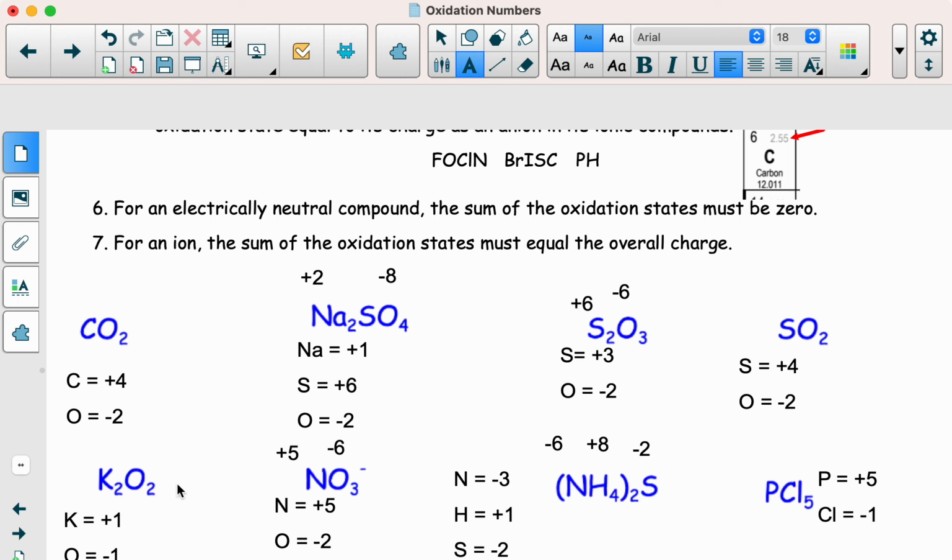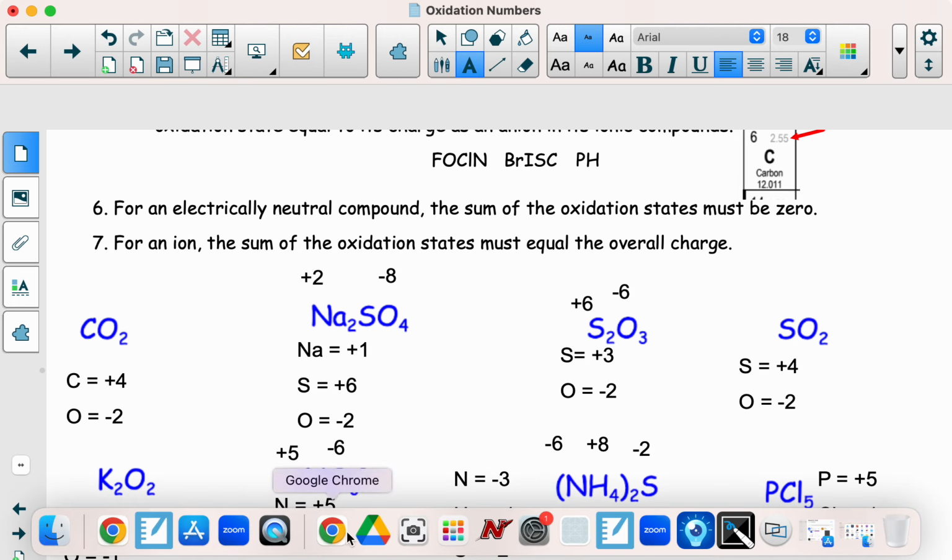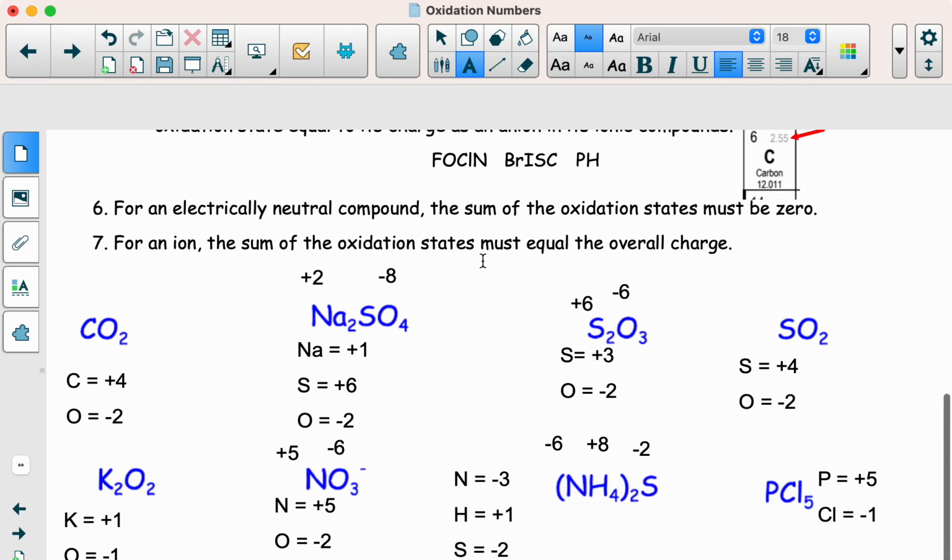From here, you have some oxidation number practice that I would like you to complete. And as you complete that, you're going to do question number 1, and then stop, check your work on question number 1 to make sure you have the right idea, and then you're going to complete question number 2.